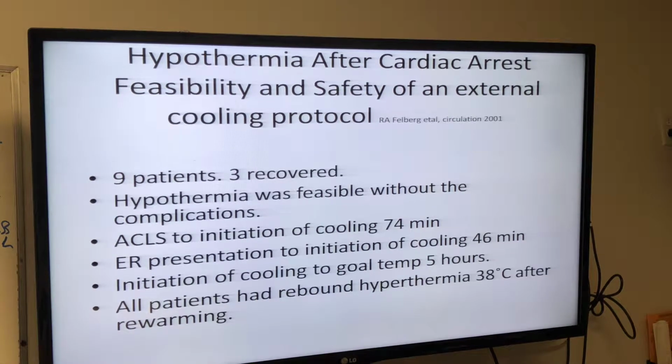This also was a statement that made another 3 or 4 studies in the lab on animals. They found that animals that had rebound hyperthermia after hypothermia had the same injury as the animals that did not get hypothermia from the start.